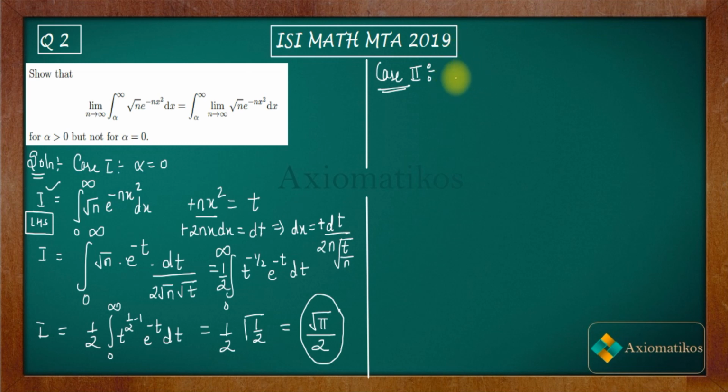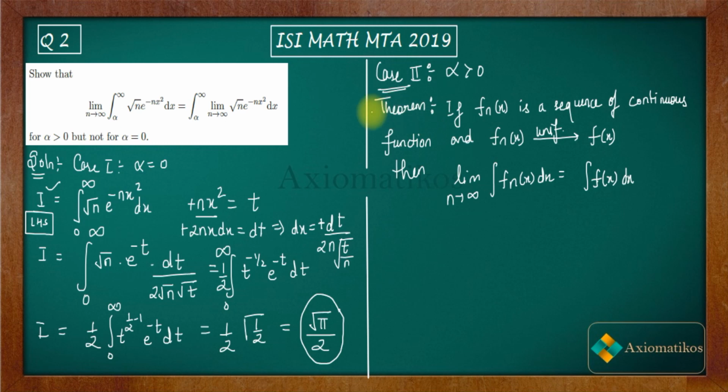Now try to understand the case when alpha is greater than 0. So I am doing case number 2, when alpha is a number greater than 0. I want to show that these two things are equal then. So I will use a result, let me state that result for you.